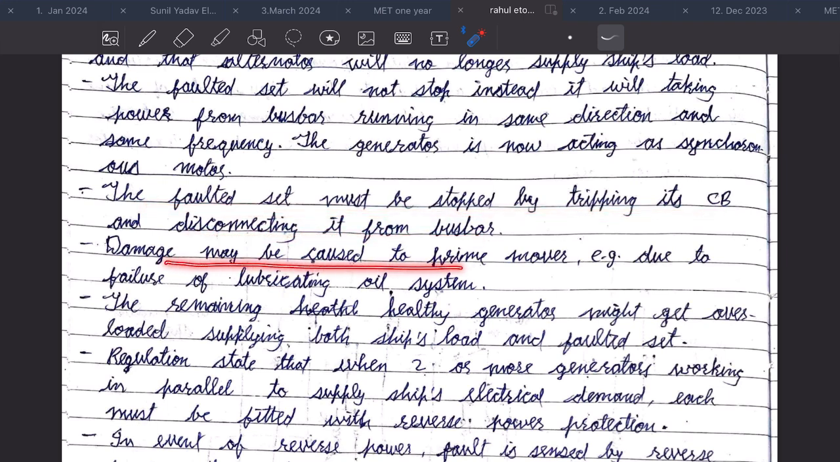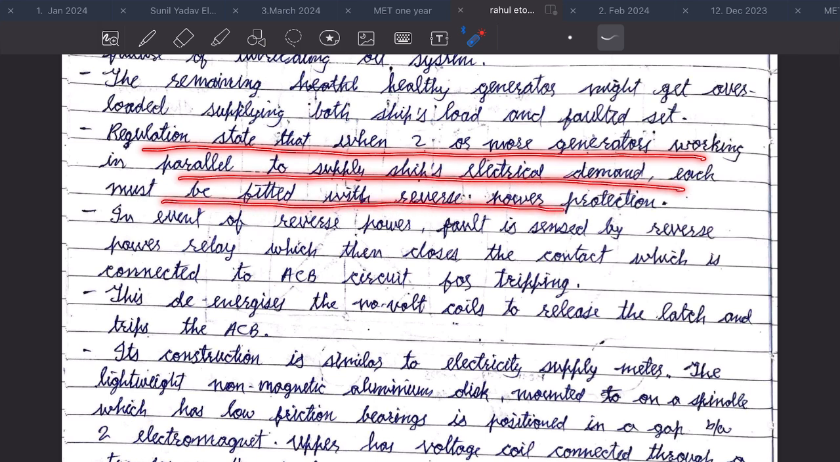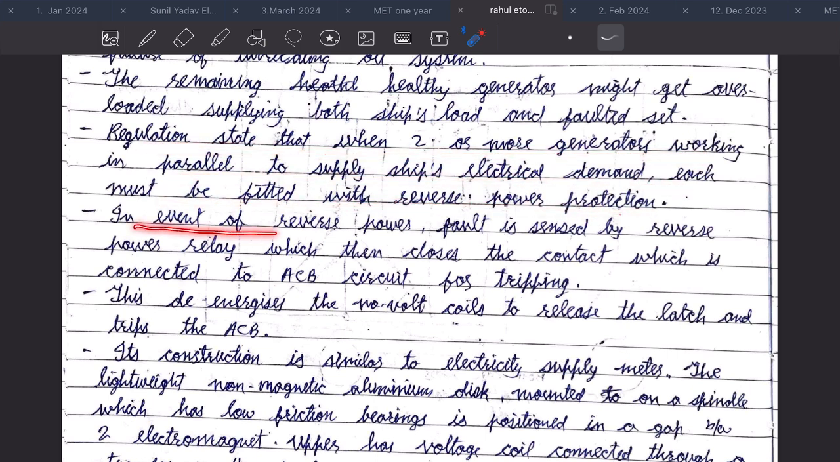Damage may be caused to prime mover, for example due to failure of lubricating oil system or the high speed. The remaining healthy generator might get overloaded, supplying both ship's load and faulted set. Regulation states that when two or more generators are working in parallel to supply ship's electrical demand, each must be fitted with reverse power protection. In event of reverse power, fault is sensed by the reverse power relay, which then closes the contact which is connected to ACB circuit for tripping. This de-energizes the no-volt coil to release the latch and trips the ACB.